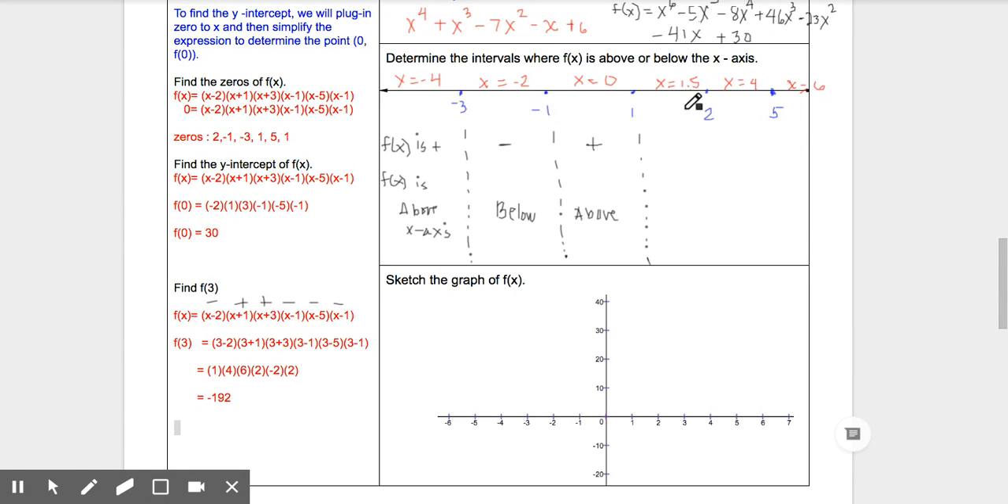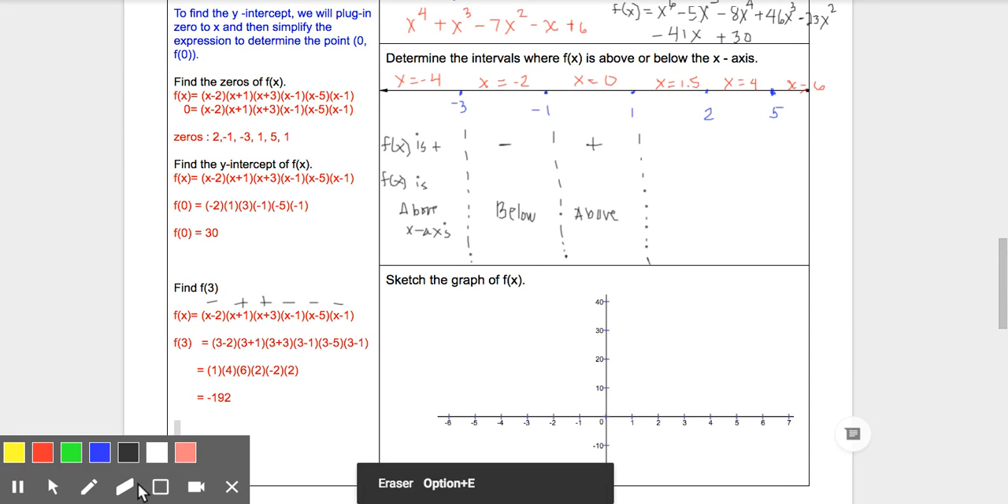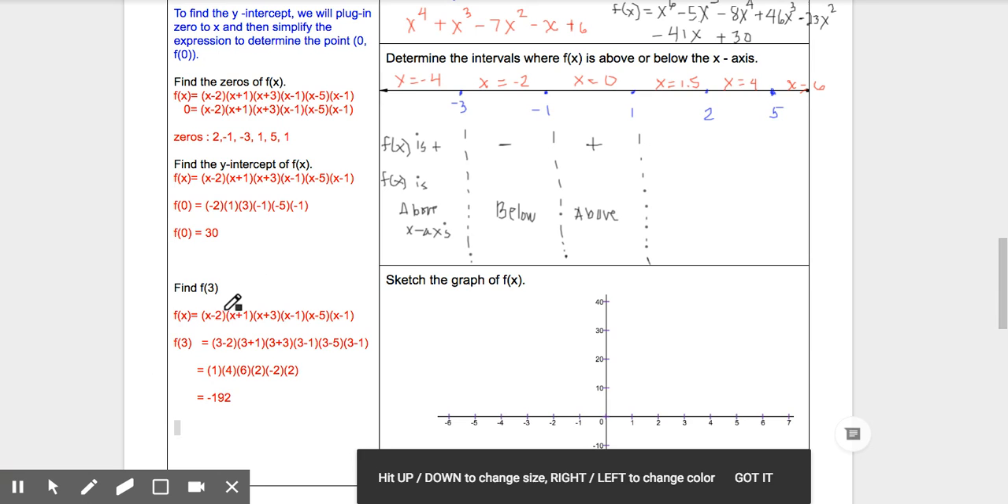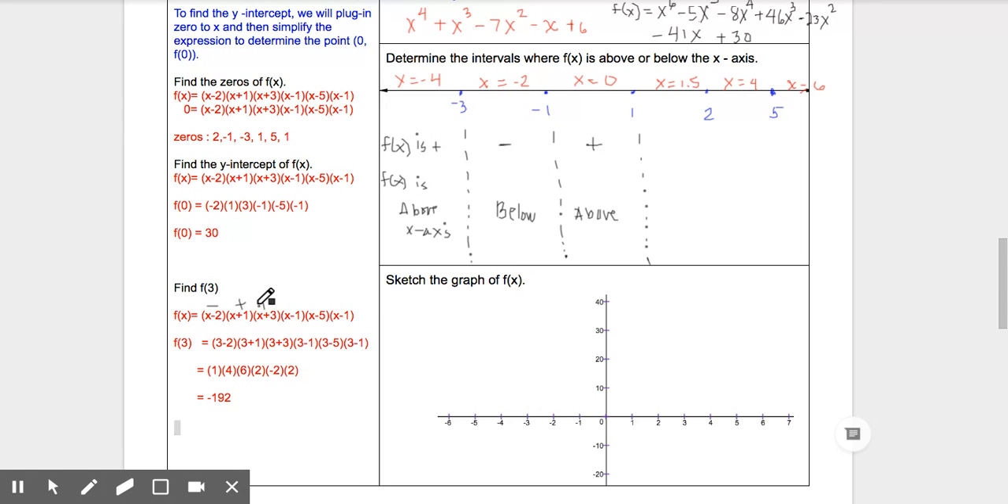Okay. Now, in this section, we're going to use 1.5. So we plug in 1.5 to x. So 1.5 minus 2, we're taking away more than what we have, so the answer should be negative. 1.5 plus 1 is positive. 1.5 plus 3 is positive. 1.5 minus 1, you have more positives than negatives, so it's going to be positive. 1.5 minus 1 is positive. 1.5 minus 5, we're taking more than what we have, so it's going to be negative. 1.5 minus 1 is positive.